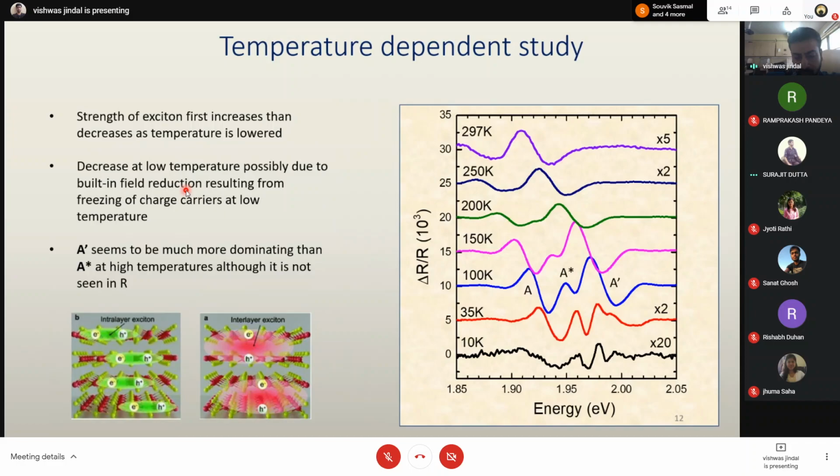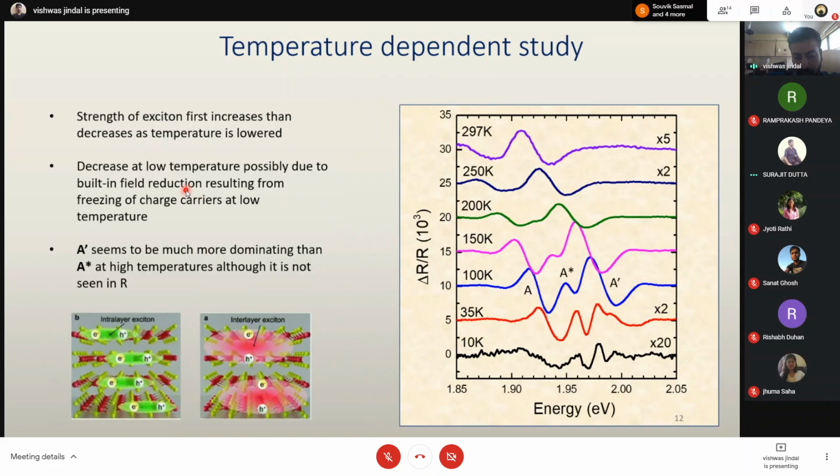But in PR, if there's a sharp exciton, you would expect the derivative to be even larger, right? But that is not what happens when you go down from 100 Kelvin to 10 Kelvin. It keeps on decreasing. So what can the reason be? Your exciton species themselves are becoming sharper, but the modulated signal is actually going down. So basically, the strength of the modulation mechanism is reducing as you go down in temperature.